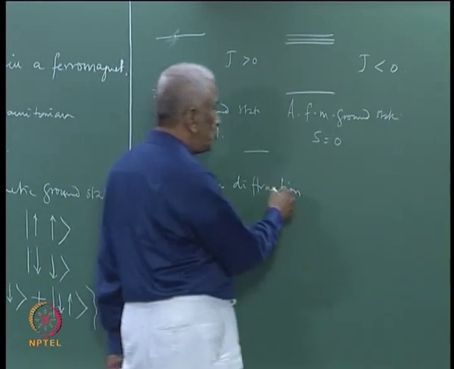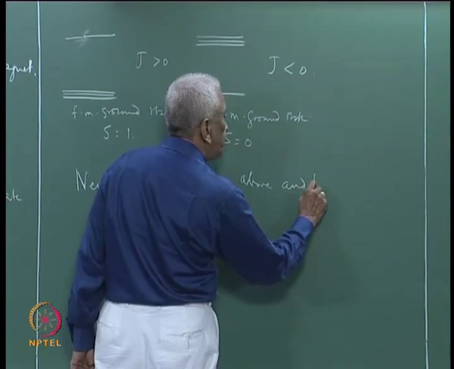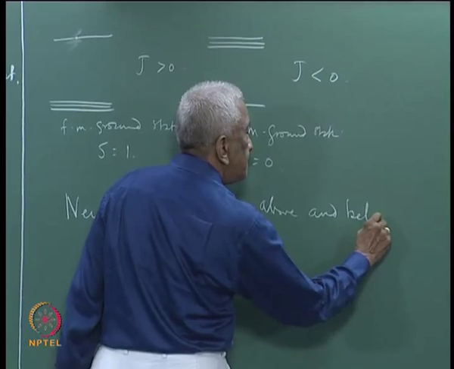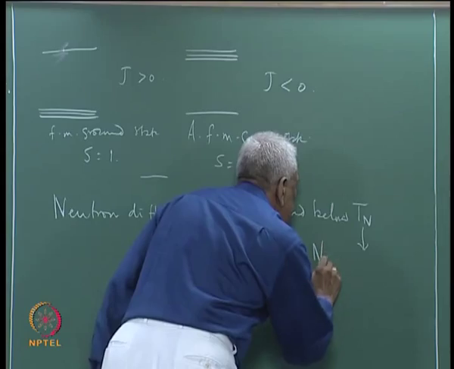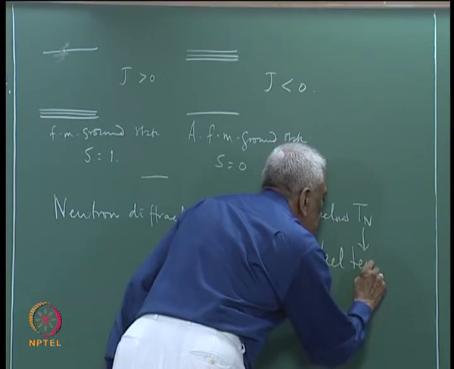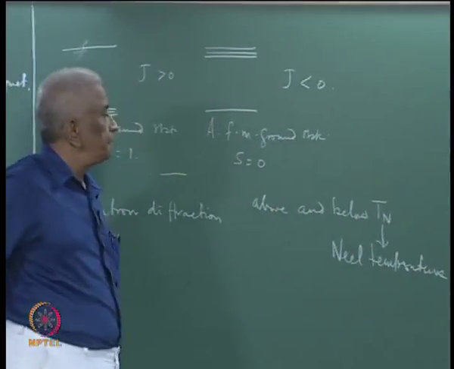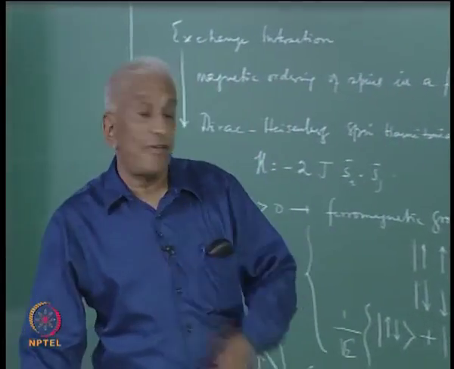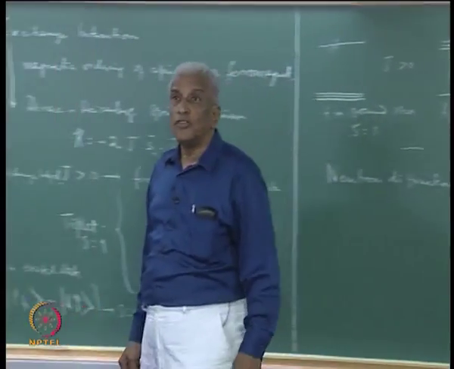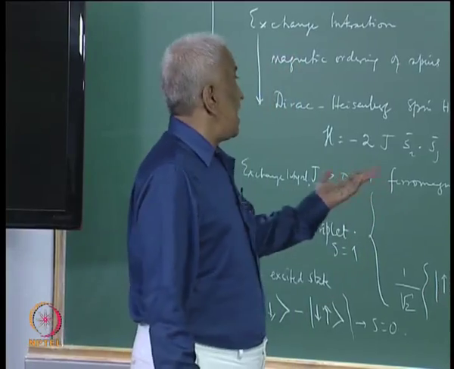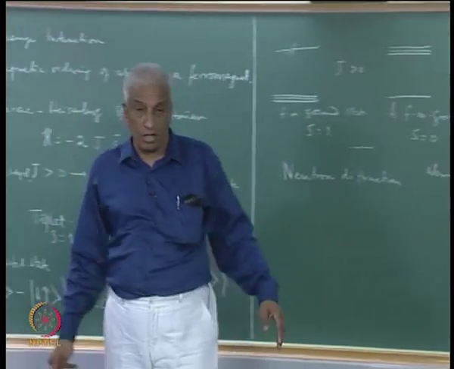If one performs neutron diffraction above and below the Néel temperature, the temperature at which the material becomes antiferromagnetically ordered, then it is possible to say whether a material is an antiferromagnet or not.